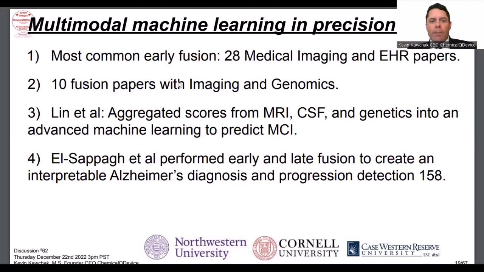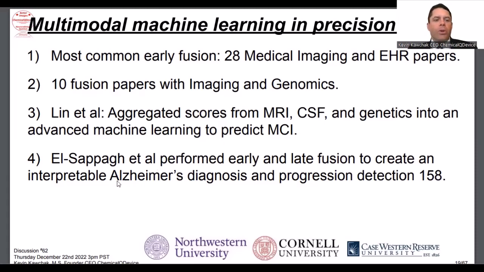Then they said 10 fusion papers with imaging and genomics total. And you'll start to see a bunch of these other papers here. So basically aggregation of MRIs, CSF, and genetics into advanced. So number three in specific was something that the authors thought very highly of because it's very hard to do. Anytime you do something that is really hard to do and that has scientific significance, like to benefit patients, typically you'll hear about it a little bit more.